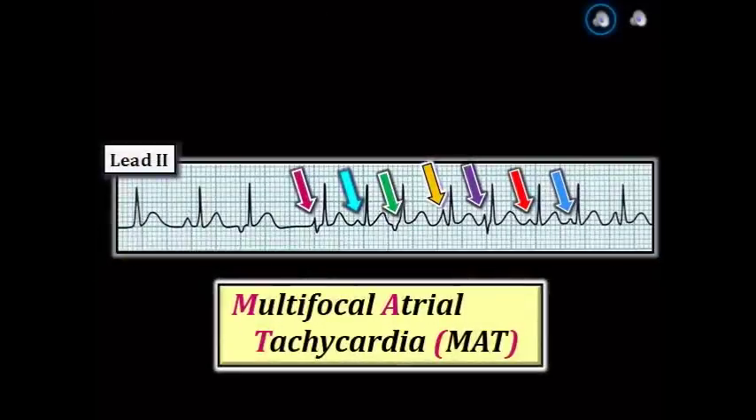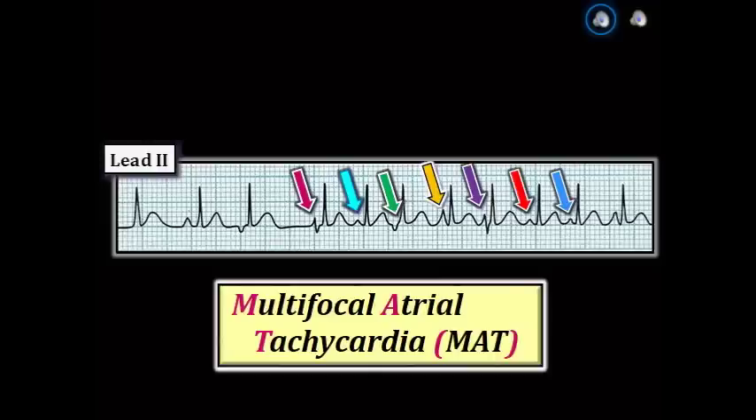MAT is usually easy to diagnose when multiple different P waves are continually noted in an irregularly irregular narrow QRS rhythm. But P waves will not always be evident in all leads. And if P waves are not well seen in the one lead you happen to be monitoring, it would be easy to misdiagnose MAT as AFib. This is important clinically since treatment of MAT and AFib is quite different.